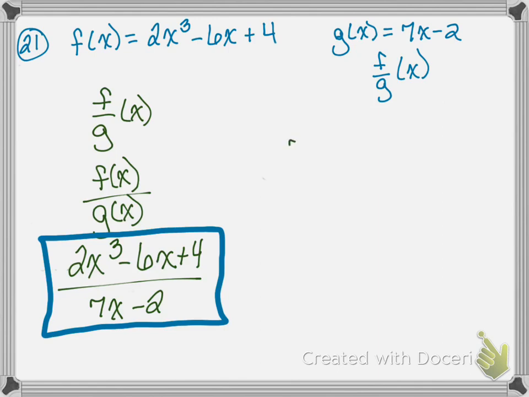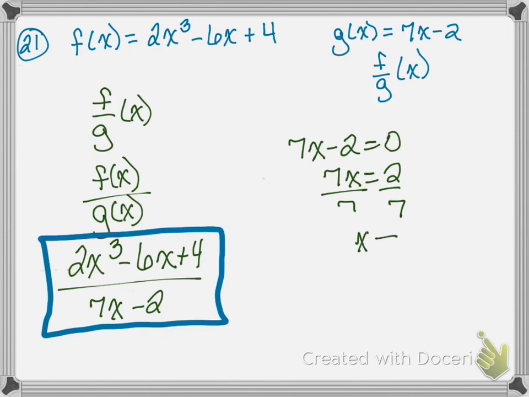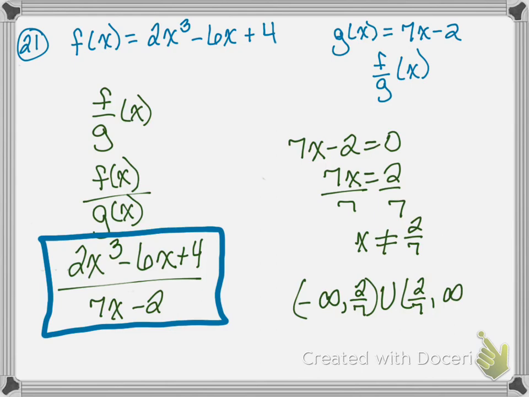So because I've got a variable in the denominator, I have to set that equal to 0. So I have 7x equals 2. Divide both sides by 7. Okay, and so x cannot be 2/7 because when x is 2/7, that makes my denominator 0. And so I have to write that in interval notation. So I have negative infinity to 2/7 parentheses union 2/7 to positive infinity.